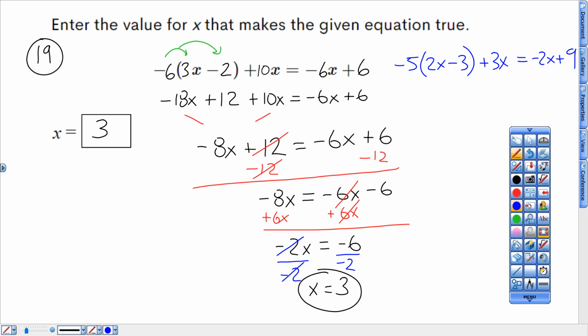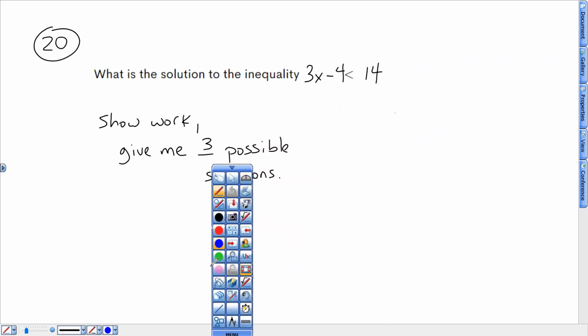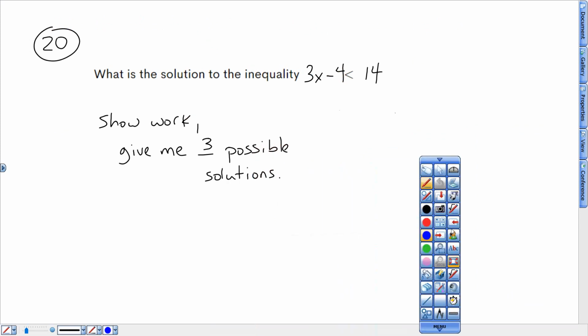Next problem. 20. For this one, I want you to solve it and give me 3 solutions. Next secret word is over. Thanks for listening. All right, for this one, add 4 to both sides.